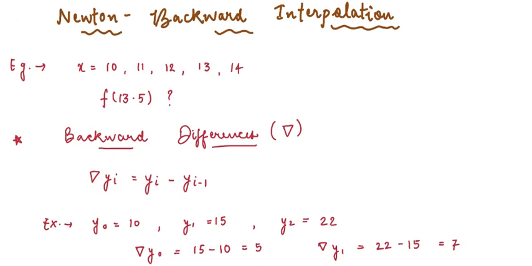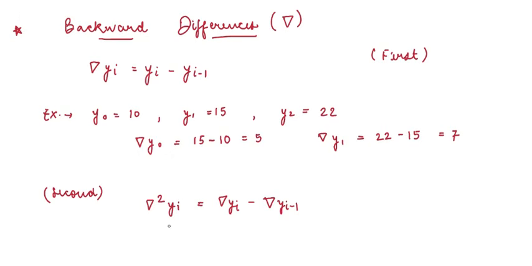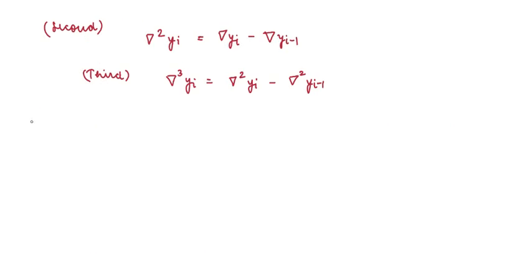Now comes the second backward difference. This is denoted by nabla square yi equals nabla yi minus nabla y(i-1). And similarly, nabla cube yi equals nabla square yi minus nabla square y(i-1), and so on. The important point is that the differences are calculated backward from the right hand side of the table.